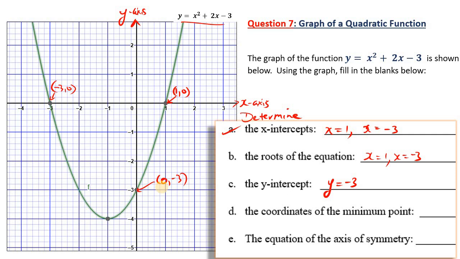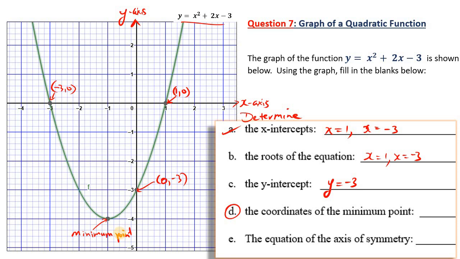All right, so now let's look at part D. The coordinates of the minimum point. Where is this graph a minimum? This graph is a minimum at its lowest point. Imagine this is like some kind of valley. How far down does it go? Right down to this tip right here, called a turning point. And the turning point here is a minimum. That's the lowest point on the graph. So this is our minimum point.